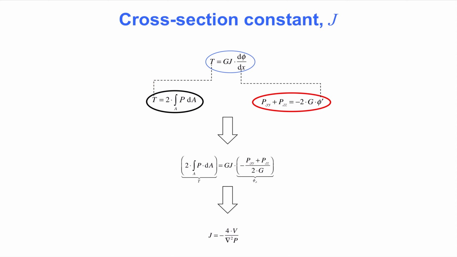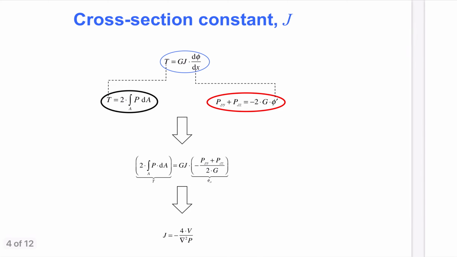Notice the two different notations for the derivative of the rotation, phi, and notice that when we solve for J, then we arrive at the expression at the bottom of the slide. To obtain this neat expression, we have denoted the volume under the stress function by capital V. We have also denoted the sum of the double derivatives of the stress function with respect to y and z for nabla squared of p. That expression will be utilized later in this video.